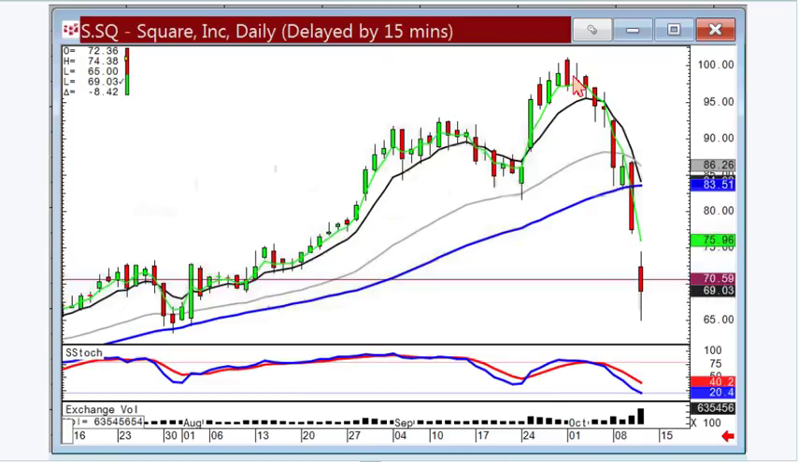Square. There's your dark cloud bearish engulfing. There's your close below the T-line. As soon as something closes below the T-line after sell signals, the prospects are greatly in your favor that you're going to be in a downtrend.